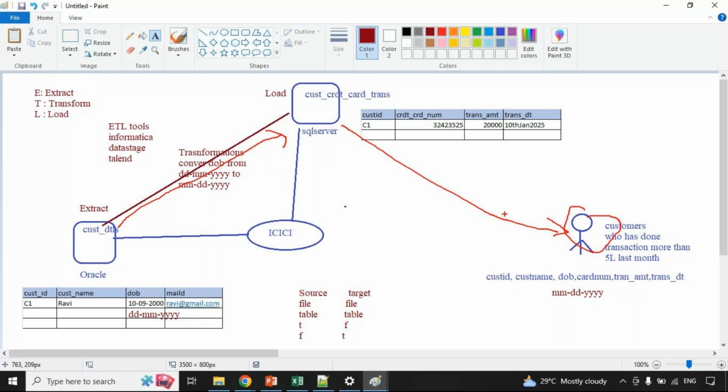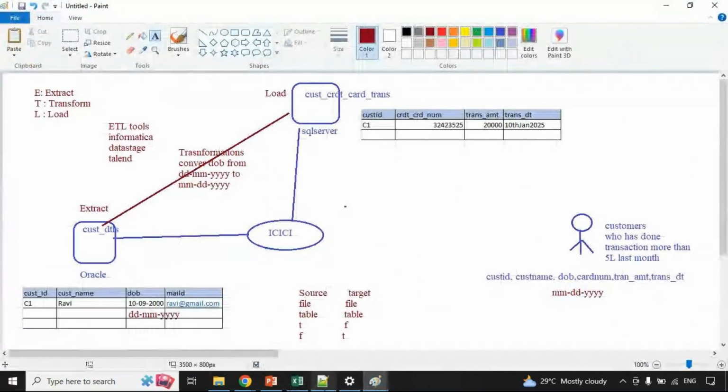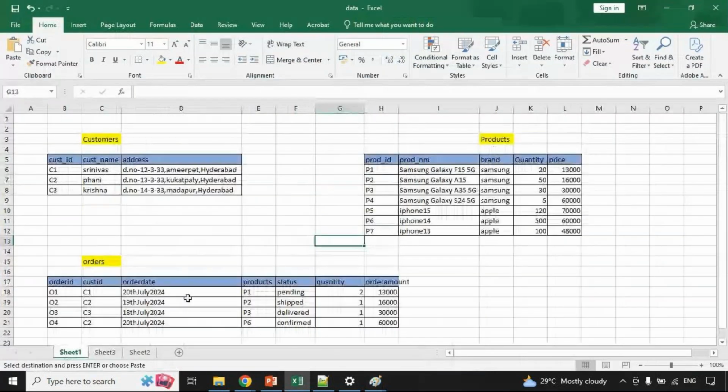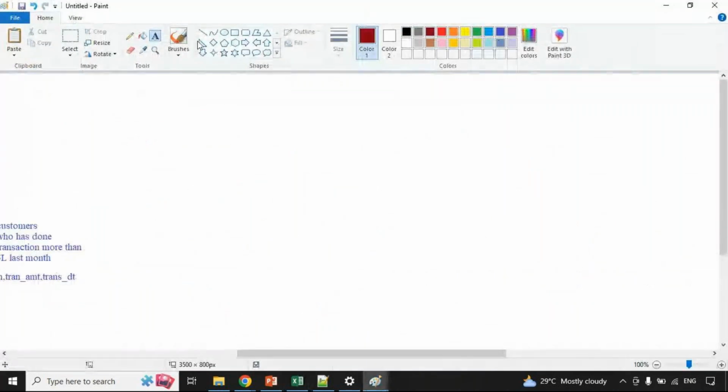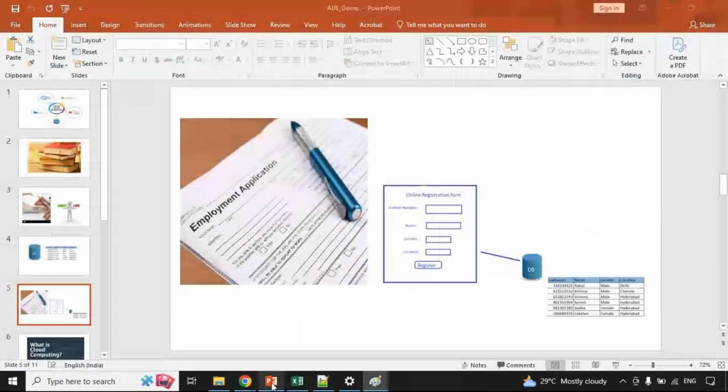Consider an example in a similar way. Consider this one: Amazon, any retailer platform. So on the front end, you are going to submit the details. Once the details are entered, everything will go into the database.